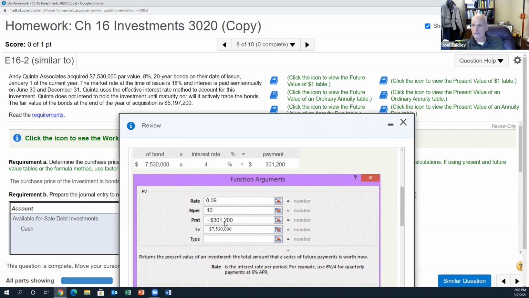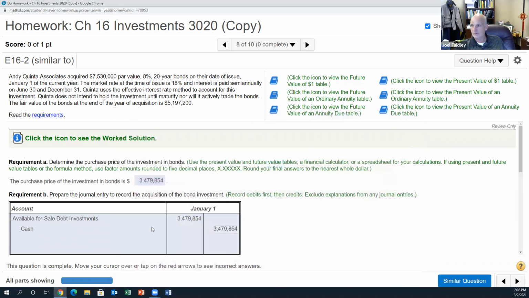The 301,200 is the actual payment right there for 40 periods. And then there's the future value that I expect to get back from my investment. Remember, bonds payable is always, in chapter 14, always face value. Well, it's the same here. So what is the present value of that we're going to put on the books?